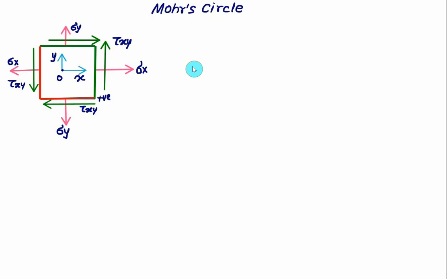Now the question is how to draw the Mohr circle, how to find out the coordinate of the centroid, what is the radius of the Mohr circle, and what exactly the Mohr circle represents. What information can we draw from the Mohr circle? So first of all, for the Mohr circle you have to understand the sign convention.